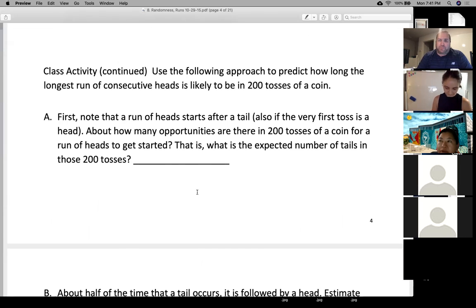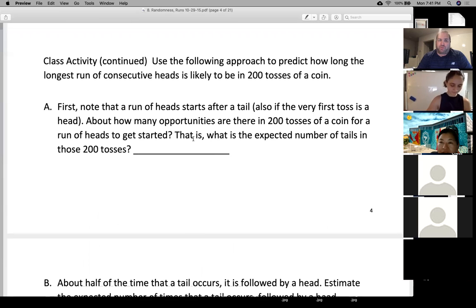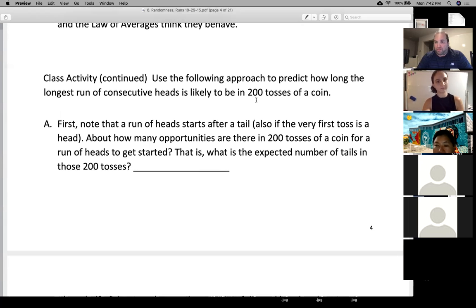So use the following approach to predict how long the longest run of consecutive heads is likely to be in 200 tosses of a coin. A. First note that a run of heads starts after a tail. Okay, you can't start a run of heads in the middle of a run of heads. It's got to be either the very first toss is a head or tails and now I have a head, right? So the start of a run of heads comes after a tail.